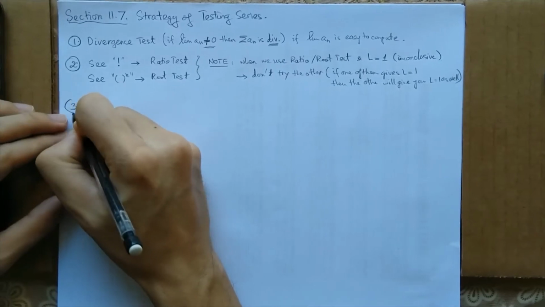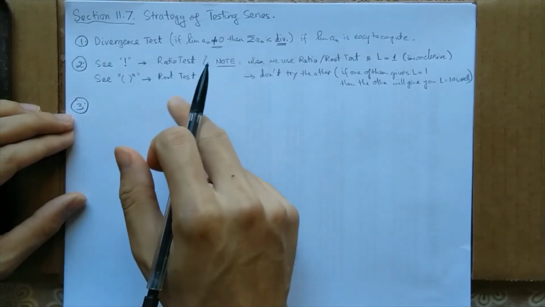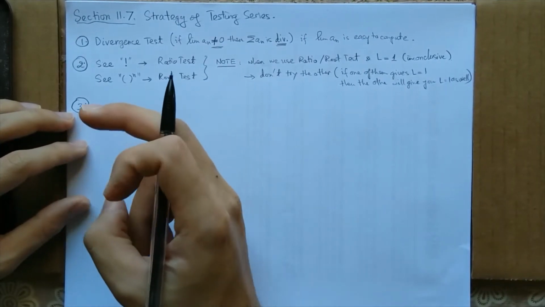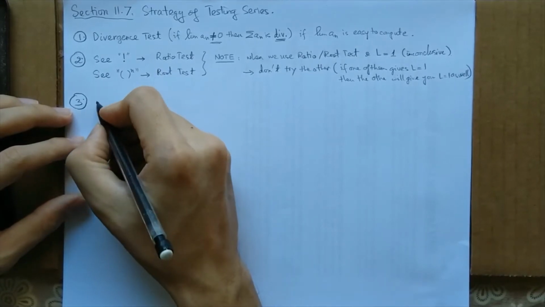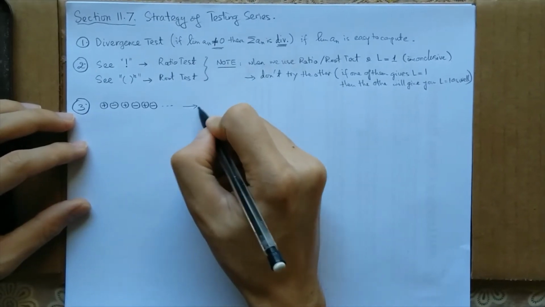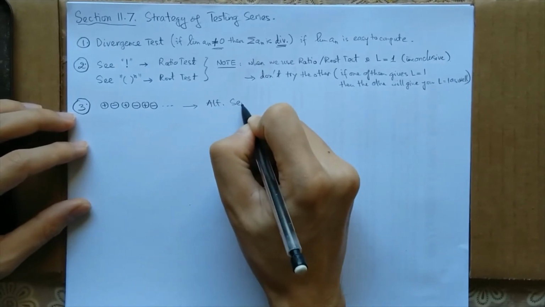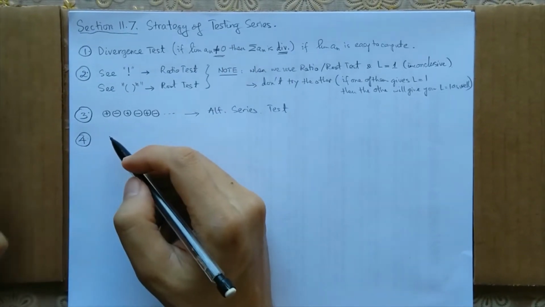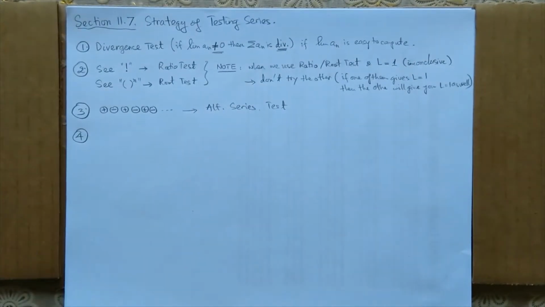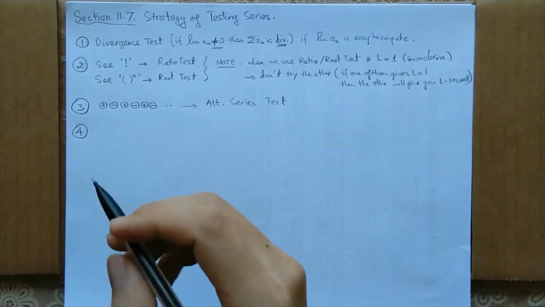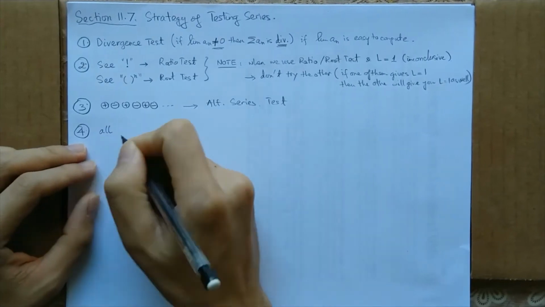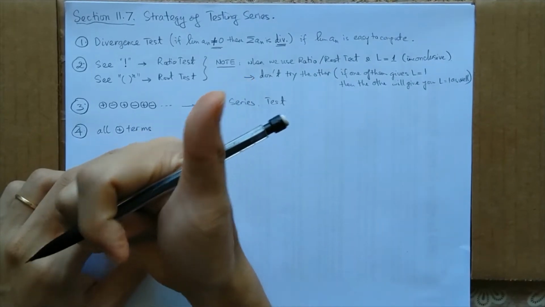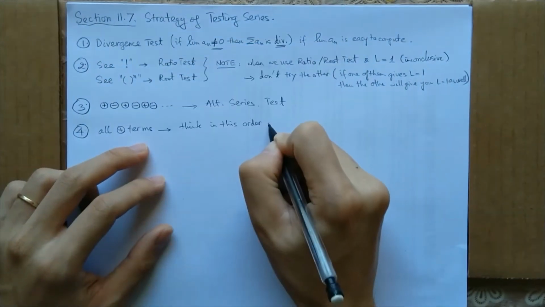Now 3, if the ratio test and the root test don't work, then you can try the other tests, based on the type of the series that you were given. If it were an alternating series, think about the alternating series test. Now, if the series is not an alternating series, then you can look and see if the terms are all positive. If you have all positive terms, then you can think about the comparison test, limit comparison test, and the integral test in the following order.